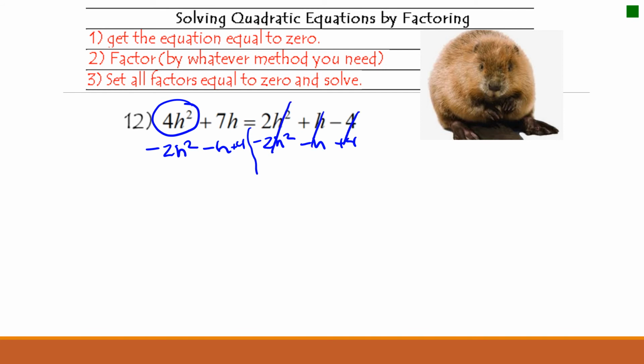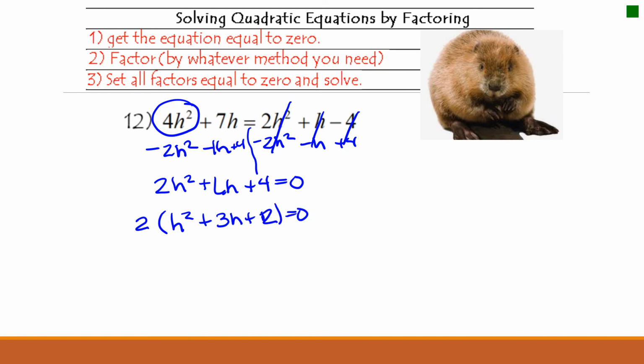So these all cancel. 4h minus 2h is 2h squared. Negative 7 minus 1 is, I'm sorry, that's a positive 7 minus 1 is positive 6h. And then there's a plus 4 equals 0. I'm going to take out my greatest common factor of 2. So I get h squared plus 3h plus 2 equals 0. I'm going to go 2 and 3 and I get 2, 1. Okay, I'm going to go ahead and do that factoring over here.